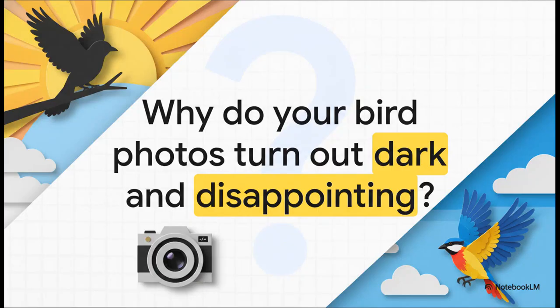So you see it, right? The bird is perched perfectly against this beautiful sky. You snap the picture and it's a silhouette. All that amazing detail just lost in shadow. It is one of the most common frustrations in bird photography, and believe me, we're going to fix it for good. Here's the secret. The problem isn't you, it's your camera's default programming.